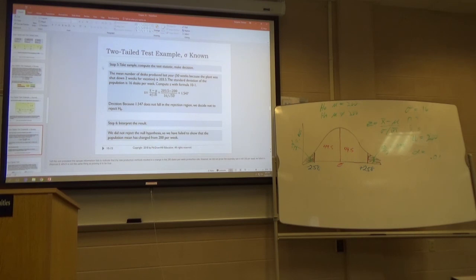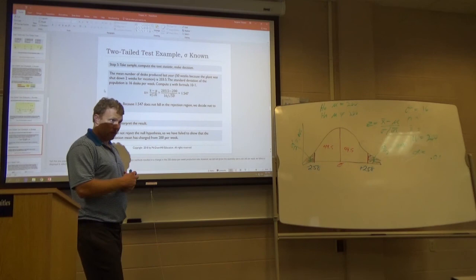You ready? So we're already at step 5. We're going to take the sample, and we're going to compute the test stat and make a decision. So they mixed them up a little bit, but it's still the process, okay? So the mean number of desks produced last year, so that's our sample, okay? 50 weeks. Because 2 weeks were closed down for maintenance, okay, and vacation, all right? So 50 weeks last year, we produced 203.5 desks, okay, per week.